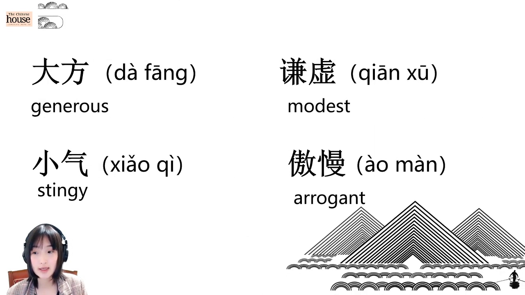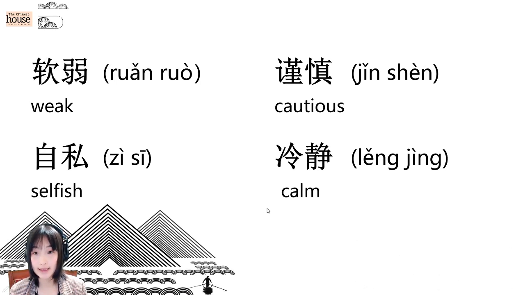And then generous, 大方. Modest, 谦虚, read after me, both flat tone, 谦虚. And then stingy, 小气. And arrogant, 傲慢, both first tone, 傲慢. And then weak, 软弱. Cautious, 谨慎. Selfish, 自私. Read after me, calm, 冷静.